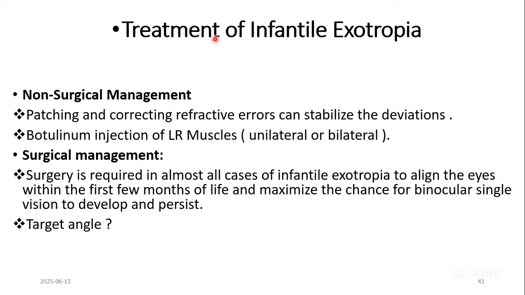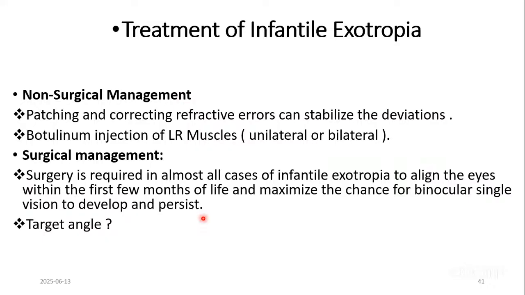For infantile exotropia non-surgical management, we can start with patching and correcting refractive errors. Botulinum toxin might sometimes be used for the lateral rectus muscle. Surgery is required in almost all the cases, within the first few months of life, to maximize the chance for binocular single vision to develop and persist.